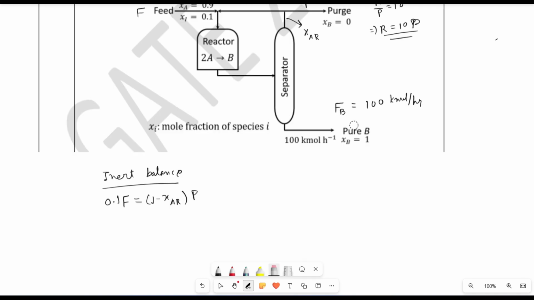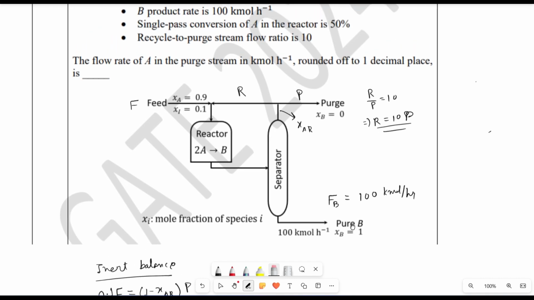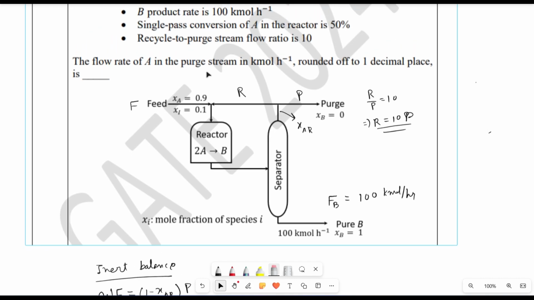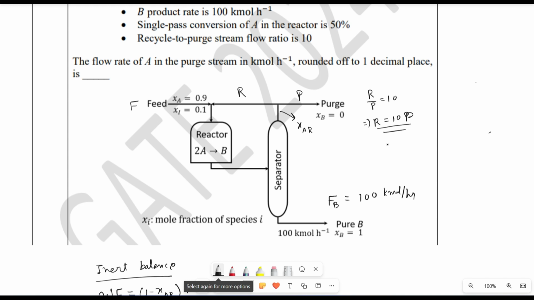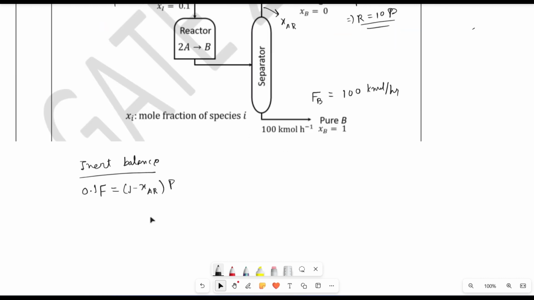What they have asked is the flow rate of A in the purge stream in kilomole per hour, rounded off to decimal places. So the flow rate of A in the purge stream is equal to XAR into P. This value they have asked. Now, we may need this inert balance equation, let it be.